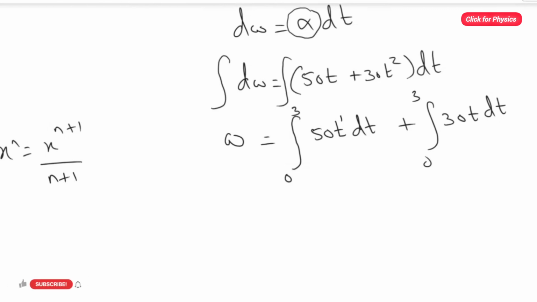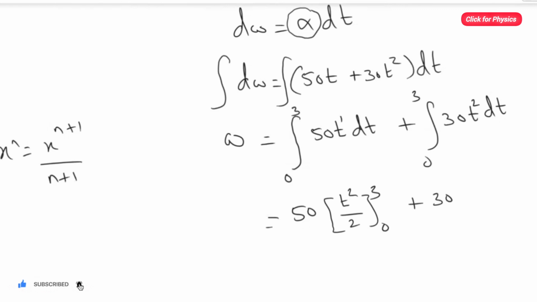So I have to use this rule for the power of the t. What is the power of the t here? Here it is 1, and here it is t square, right? I forgot to write 2 here, so 30t square. Let's apply this rule one by one. I can take the 50 outside because it's a constant. So 50, when I integrate this, I get t square over 2 and the limit is 0 to 3, plus likewise 30 I can take it outside. When I apply this rule for power of t 2, I will get t cube over 3 and the limit is 0 to 3.